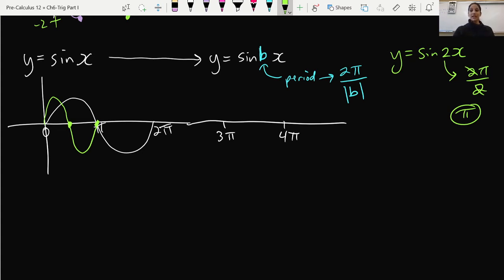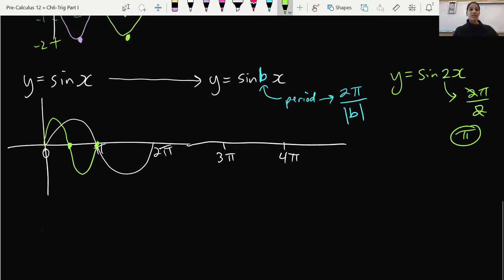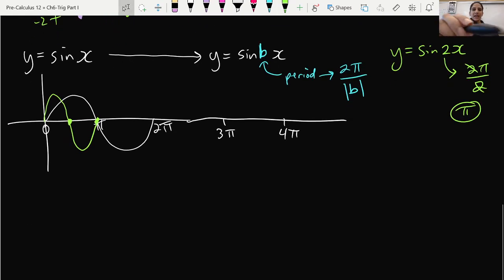So that's the impact that it would have if we had y equals sine 2x. Let's take a look at one that's a little bit different. Let's say instead I had y equals sine of 1/2 x. Again, I would think, does this affect my x values or my y values? We know it's the x value, so it's going to either shrink it or stretch it out.